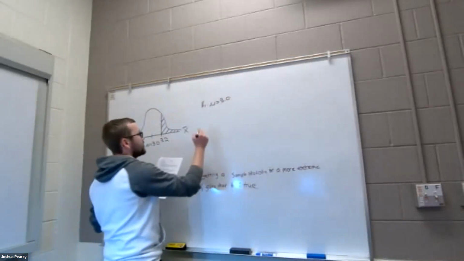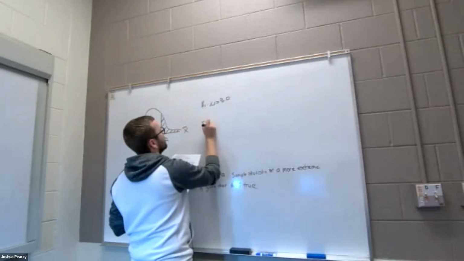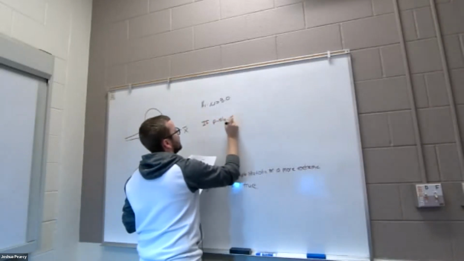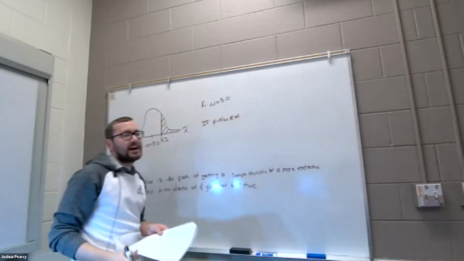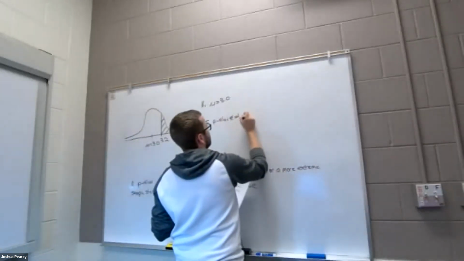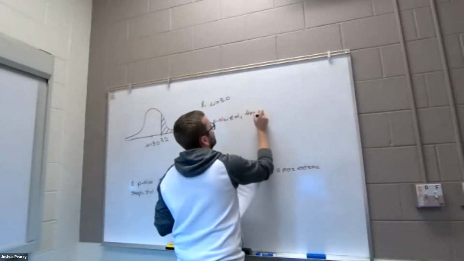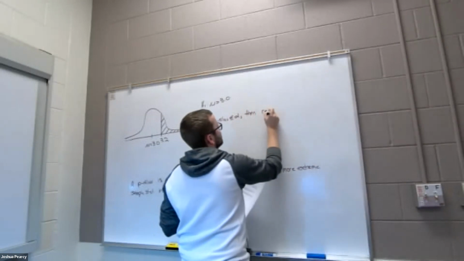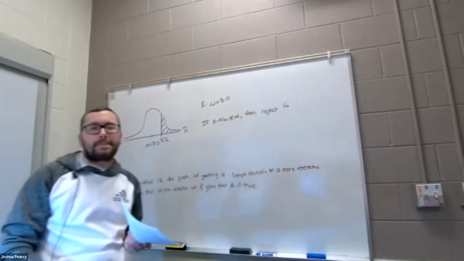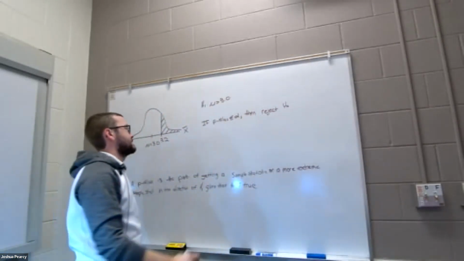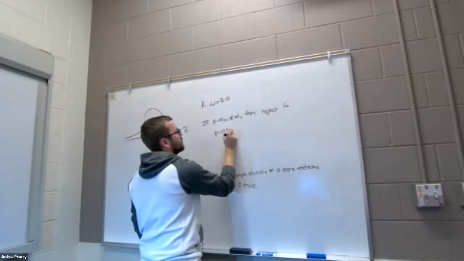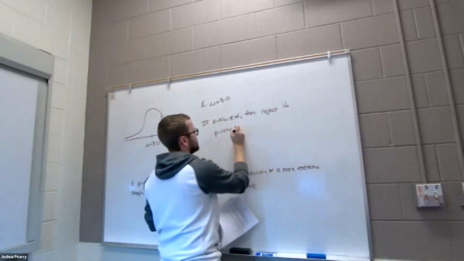So first one, if the p-value is less than or equal to the specified alpha that you want, then reject the null hypothesis. Then what happens if the p-value is greater than alpha? Yeah, just the opposite.